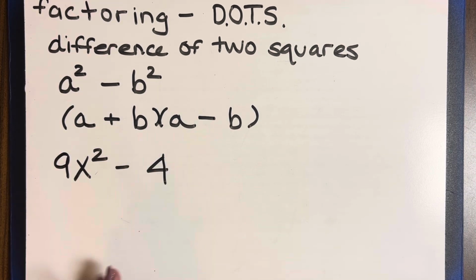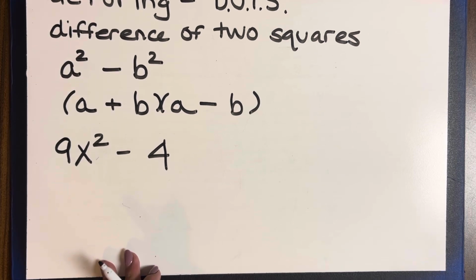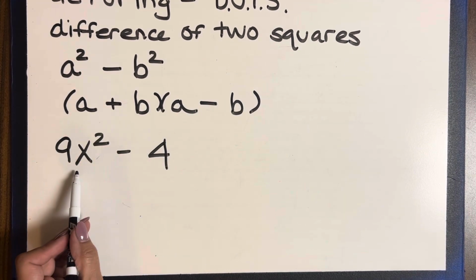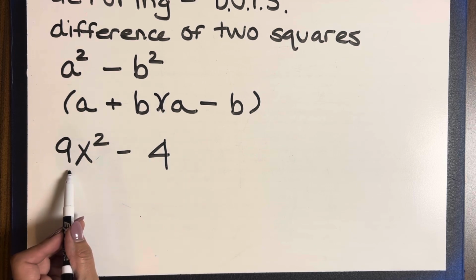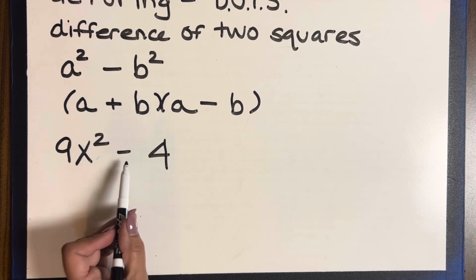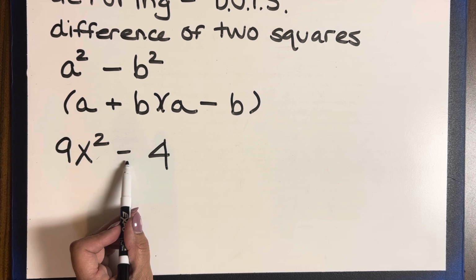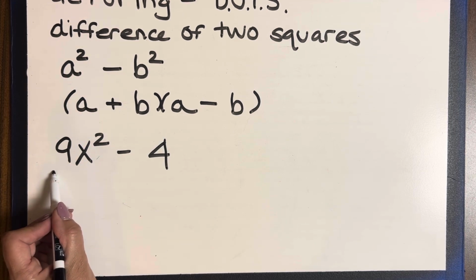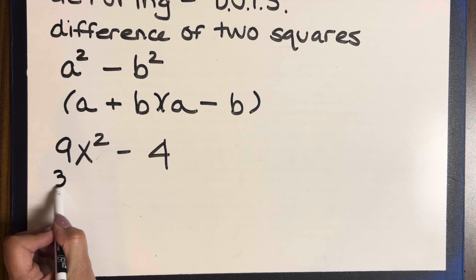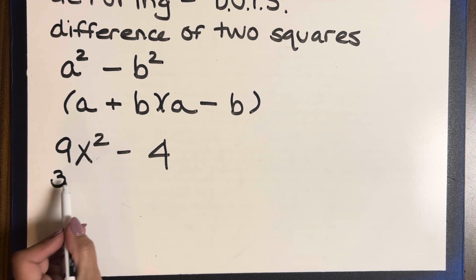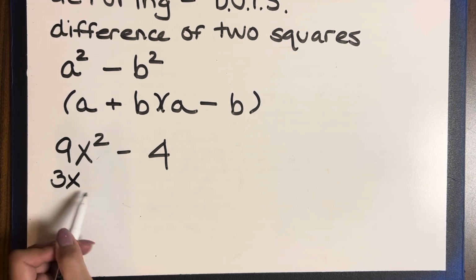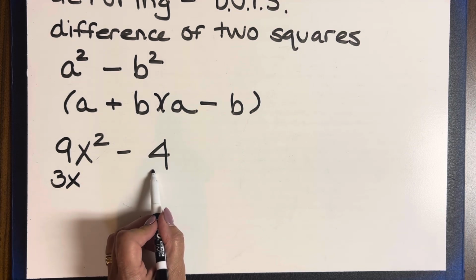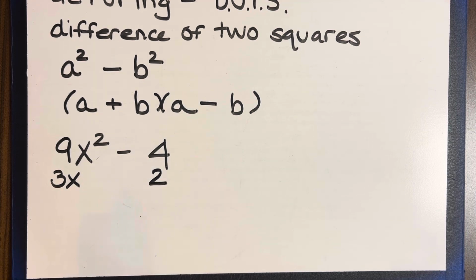9x squared minus 4. What might be easiest to do before you start the parentheses is take the square root of each of these terms, make sure each is a perfect square, and make sure that you're subtracting. So we have the subtraction, and if I take the square root of 9, I get 3, and the square root of x squared is x. There's my first perfect square. For the second term, I take the square root of 4, which is 2.